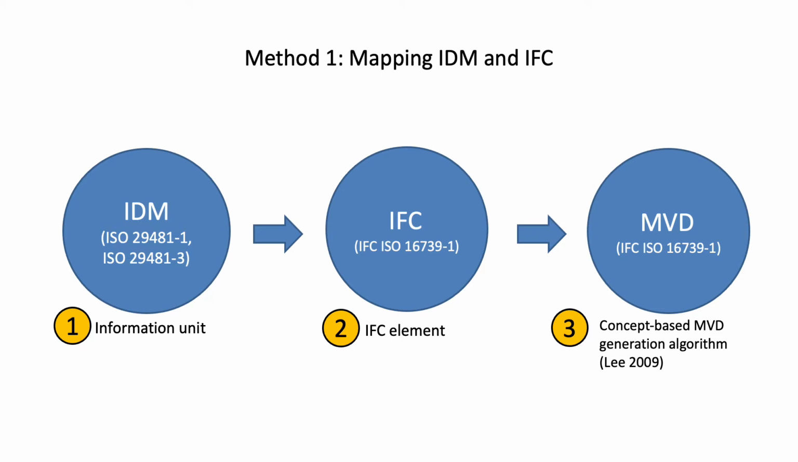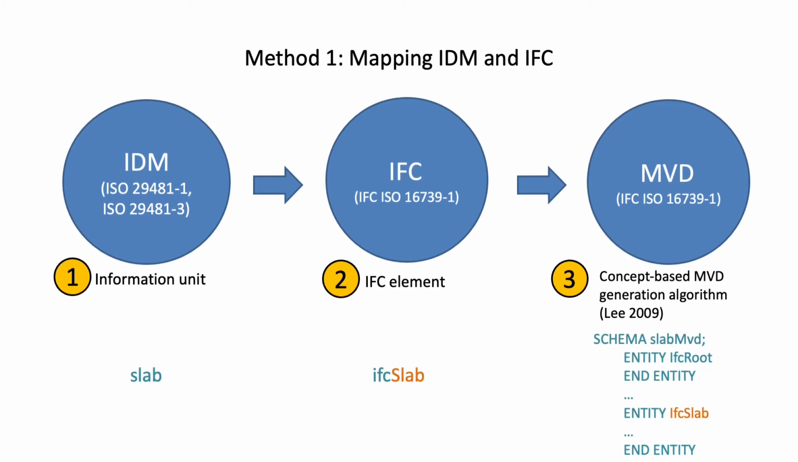To overcome the problems that we stated earlier, we can utilize the IDM schema in two different ways. Let's say that we'd like to specify information requirement related to concrete slab. So we may type in slab as an information unit in an IDM document, and may look for an IFC element that corresponds to the concept or information unit slab, which will be IFC slab.